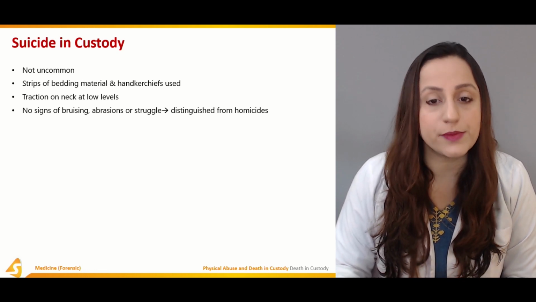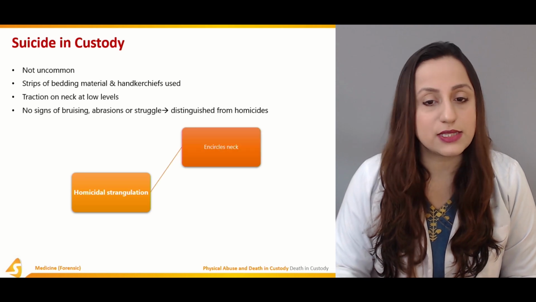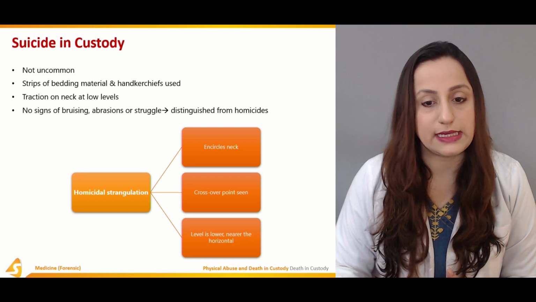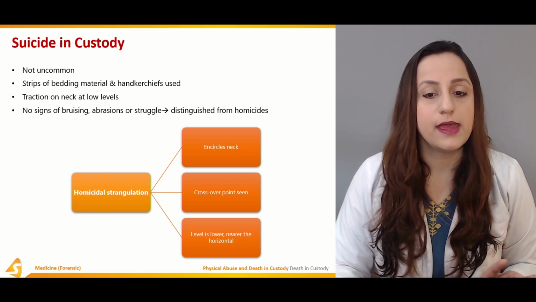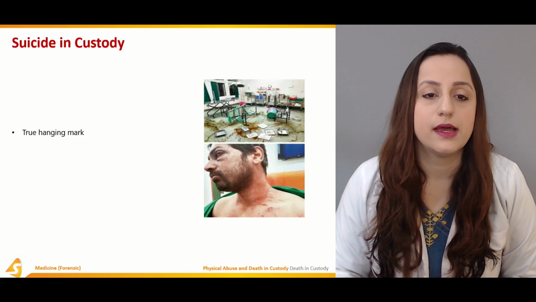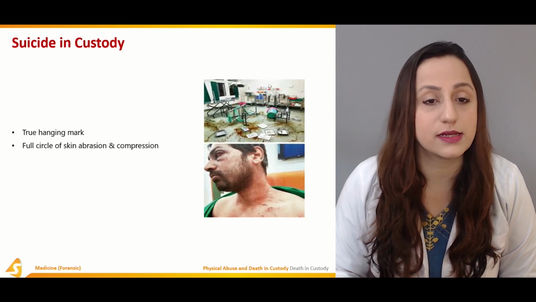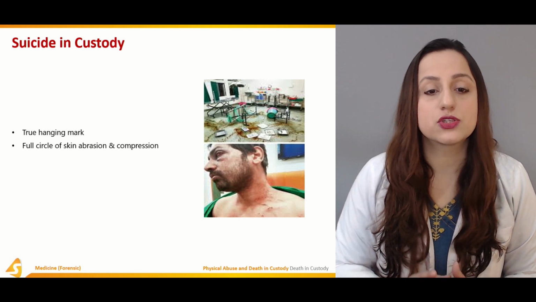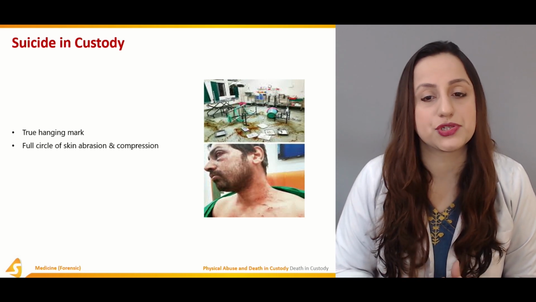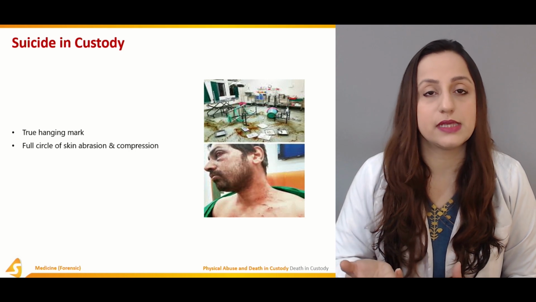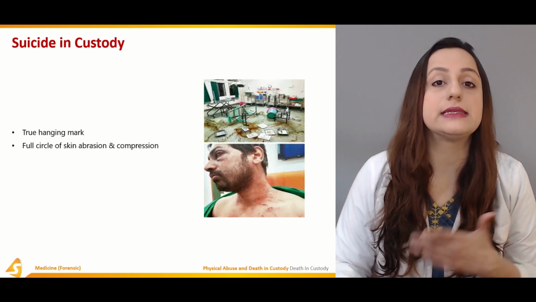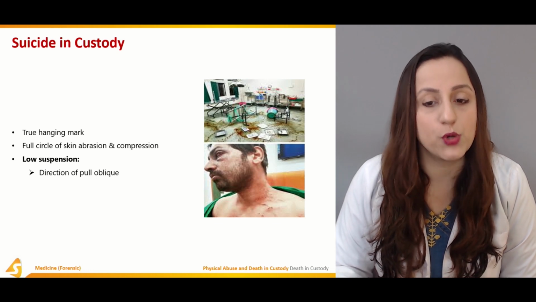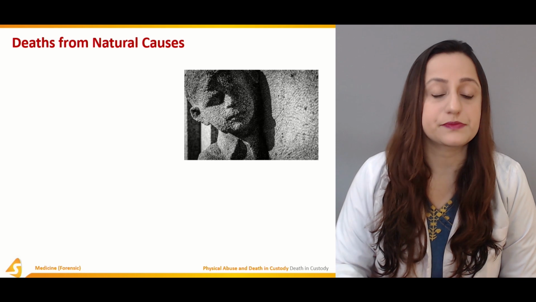It is distinguished from homicide. In homicidal strangulation, the ligature encircles the neck, it crosses over at the point seen, and the level is quite lower or near the horizontal level. Now, true hanging marks are present in such a custodial feature. A full circle of skin abrasions and depressions are again present in such a suicide or such an attempt at suicide as well. Low suspension, that is, the direction of the pull being oblique, is again very common.